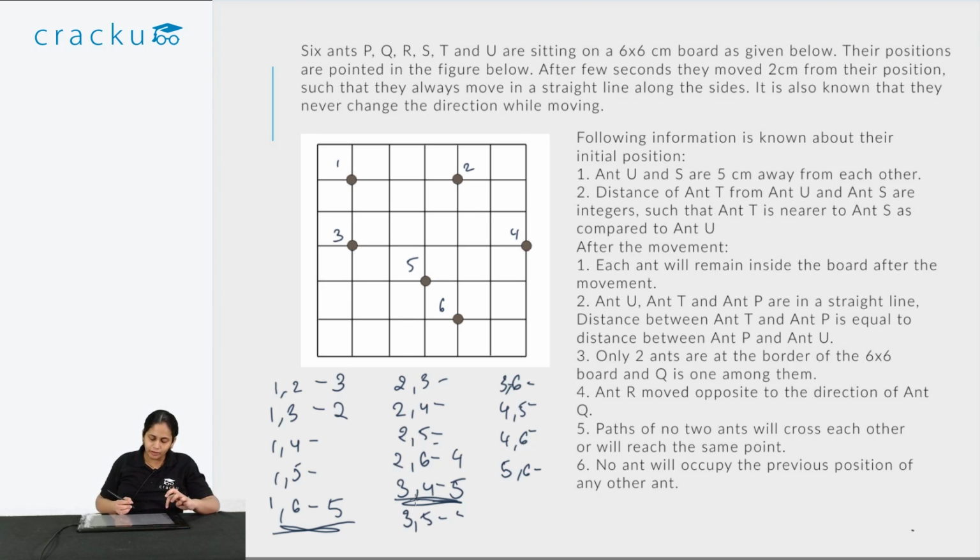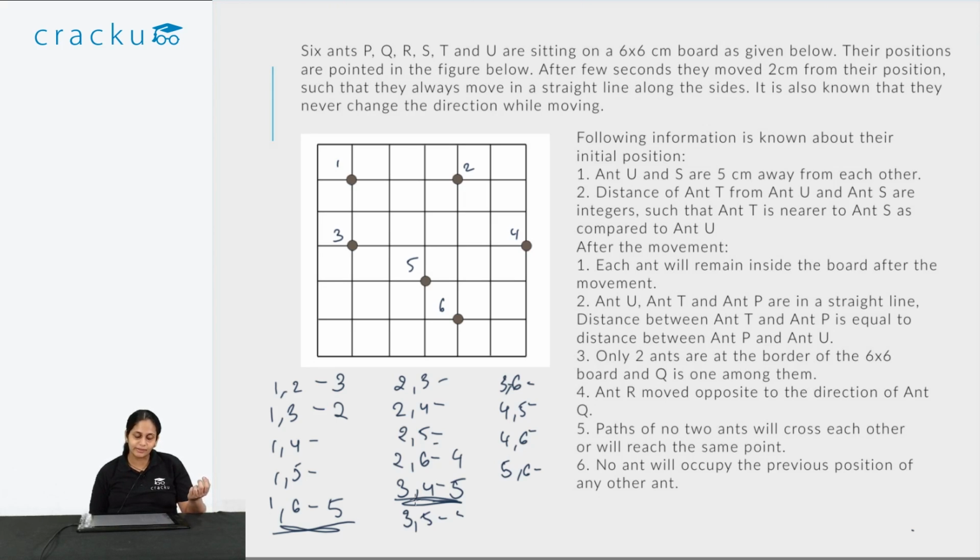4, 5 would be how much? That would be 9 plus 1, so that's root 10. 4, 6 would be 2 root 2. 5, 6 would be just root 2. Okay, so I found 2 distances which are 5 centimeters away from it. So U and S could be either 1 and 6, or 3 and 4.